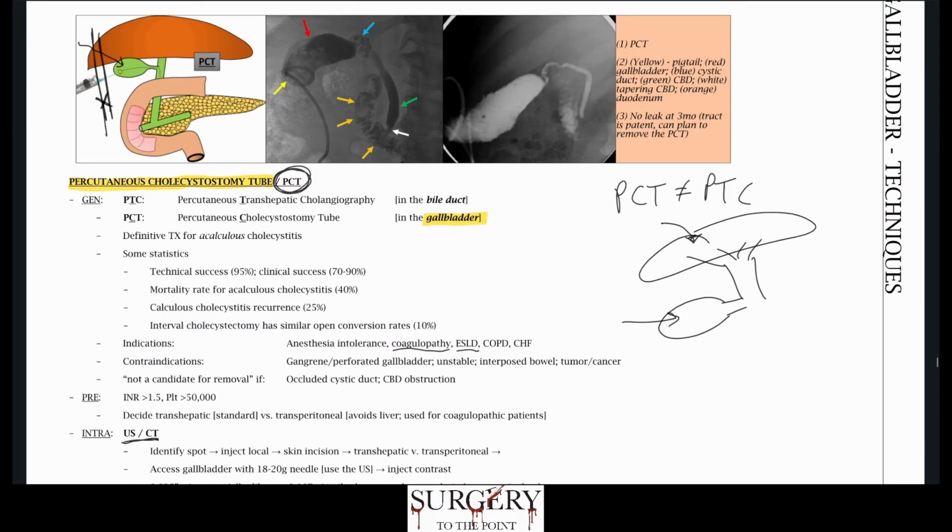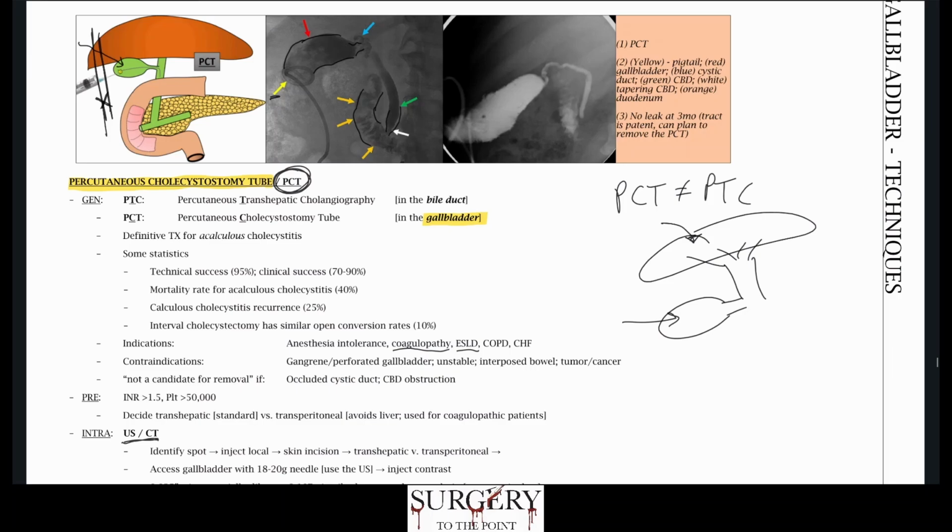Here are some images. So the yellow arrow is going to be the pigtail catheter. This red arrow is indicating the gallbladder itself. This blue arrow is going to be the cystic duct. Kind of difficult to see that, but it's right there. The orange arrows are the duodenum. The green arrow is the common bile duct. You're starting to put this all together, right? And this white arrow, I'm going to erase this. This white arrow, you're able to see that tapering right there. And that's due to the sphincter of Oddi. And then yet another picture of a percutaneous cholecystostomy tube.